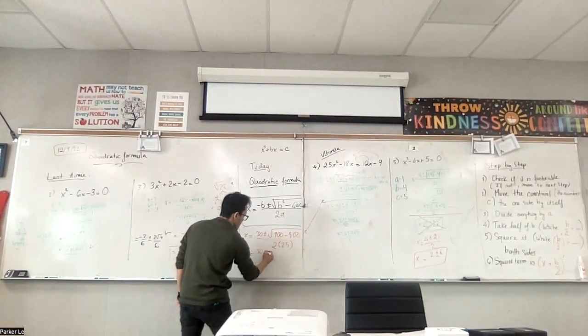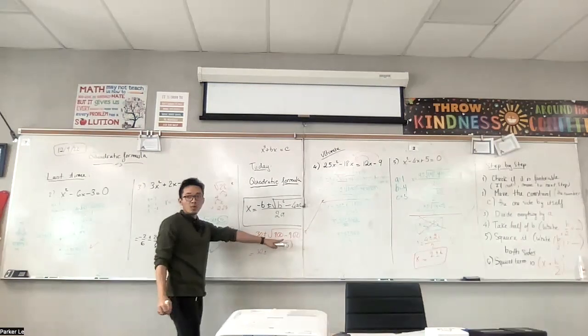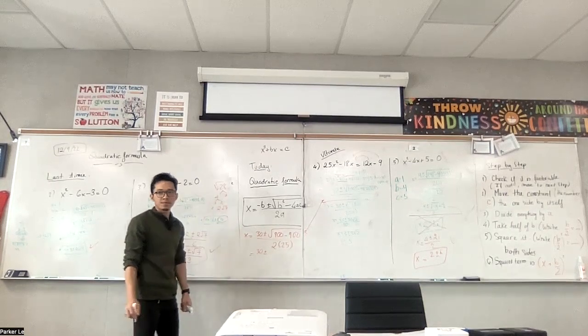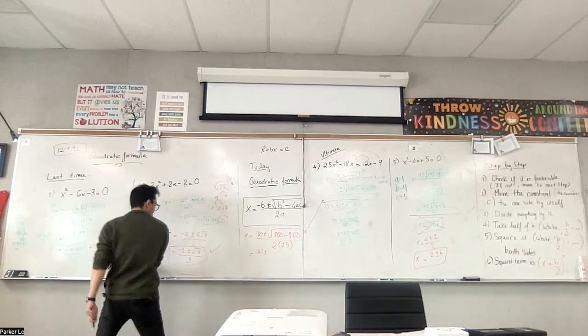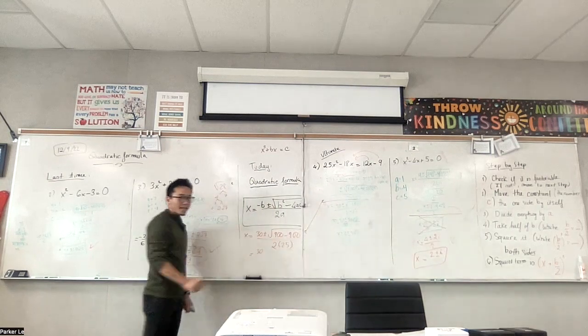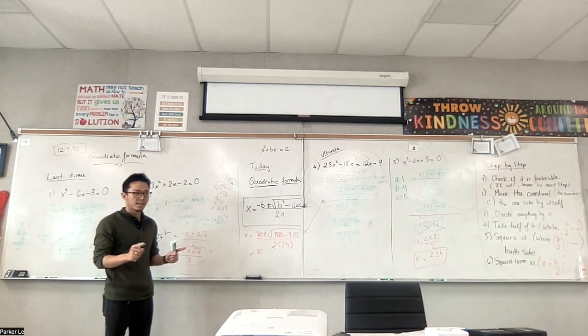Okay, so 30 plus and minus 0, right? 900 minus 900 is 0. What is the square root of 0? 0. So you don't need to write anything. So this only has one answer, only one solution.